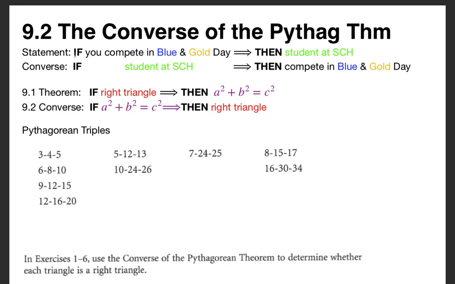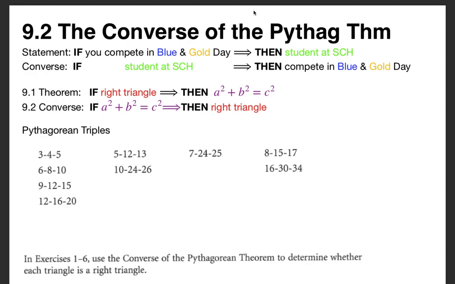It's an if-then statement. If you compete in Blue and Gold Day, then you're a student at SCH. And many of you do compete in Blue and Gold Day and all the races that are on the field. And all of you that compete in Blue and Gold Day go to SCH. However, there's some people listening to this video who don't compete in Blue and Gold Day. They might compete in Blue and Blue Day, or they might not compete at all, for whatever reason.